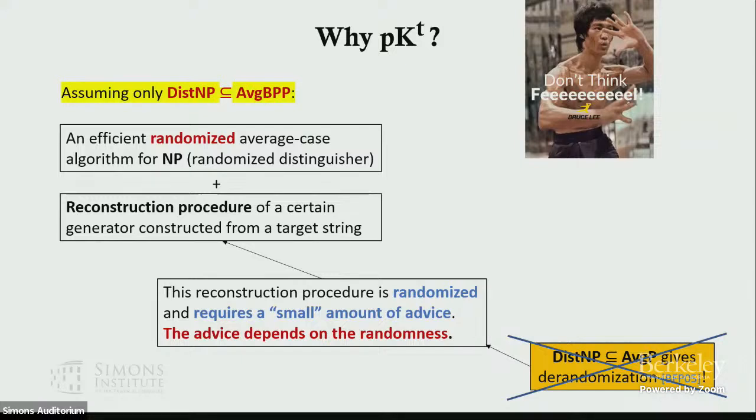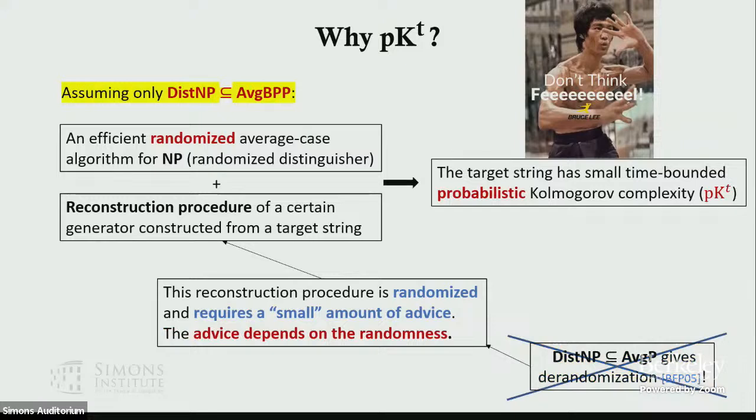Because you look at it, and that's precisely the notion you need to go ahead with this argument. You want to have a notion of complexity coming from this reconstruction procedure. It's randomized, and the advice depends on the randomness. So that's how it was introduced. And then we developed the basic theory of probabilistic Kolmogorov complexity in this paper, making sure all these steps could be implemented.